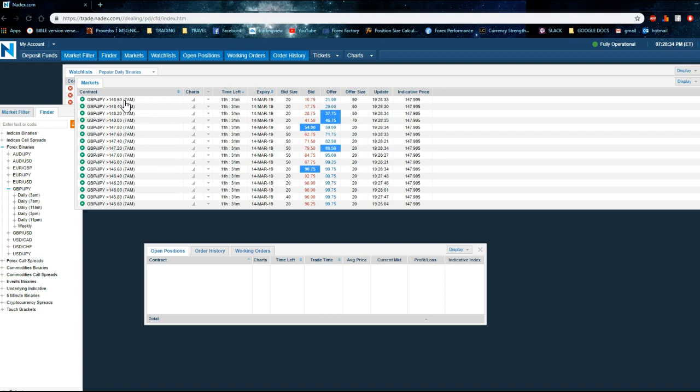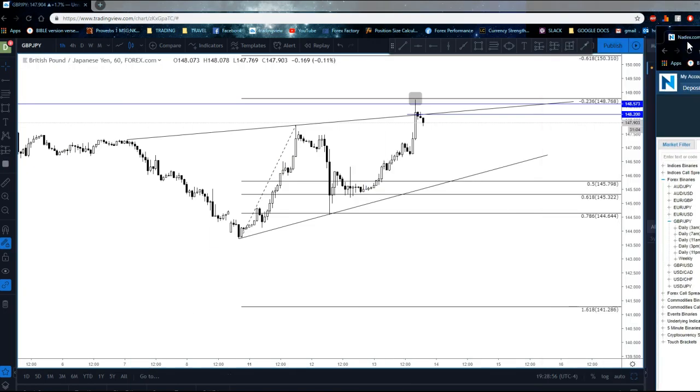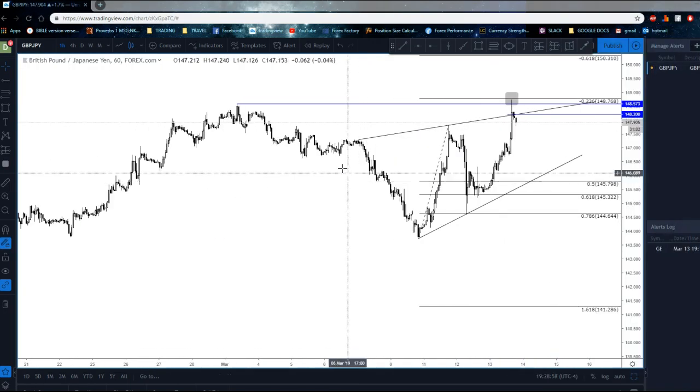So with that being said, that was the strike. The daily strike that I chose was that 148.20. I likely could have gotten into these other daily strikes at the money, especially this 148.40. But based off of the analysis at the time, that wasn't where I entered.